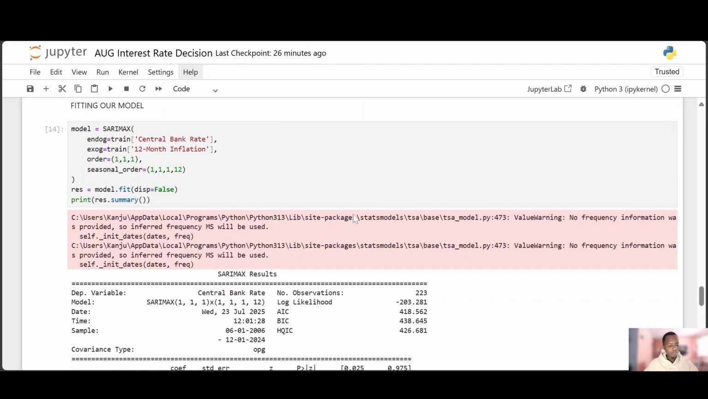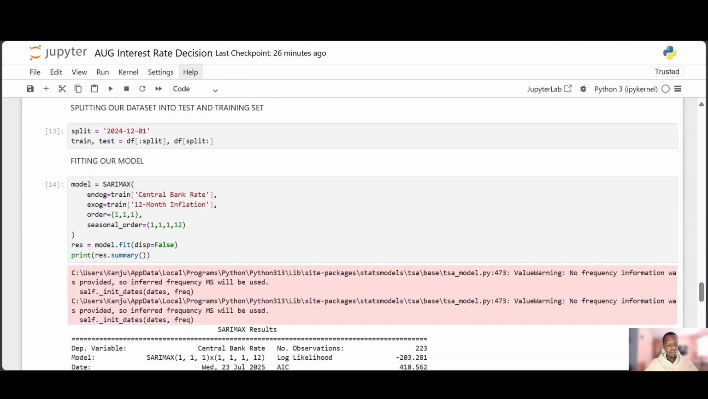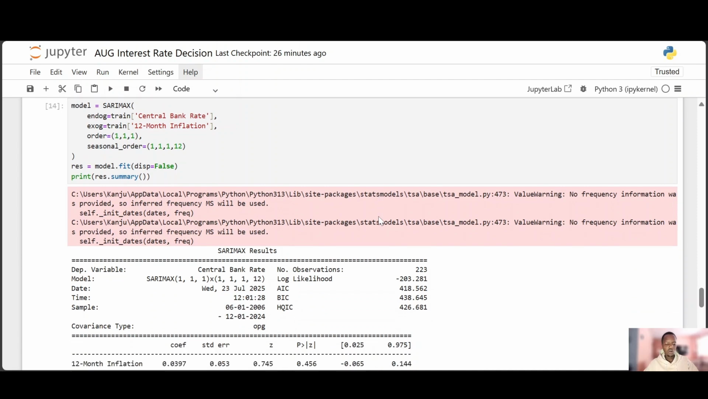So our endogenous variable is the central bank rate, our exogenous variable is the 12-month inflation, our non-seasonal component values, which is PDQ, are 1, 1, and 1, and then our seasonal component values, which is PDQ and S, are 1, 1, 1, and 12 respectively. We are going to see our residuals, and then the residual summary.